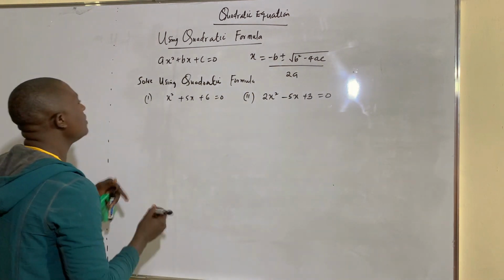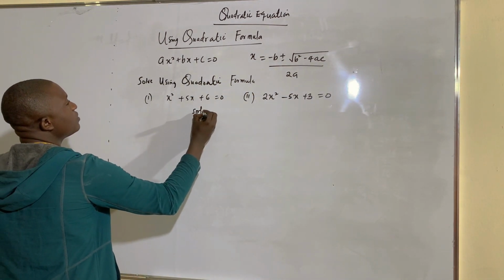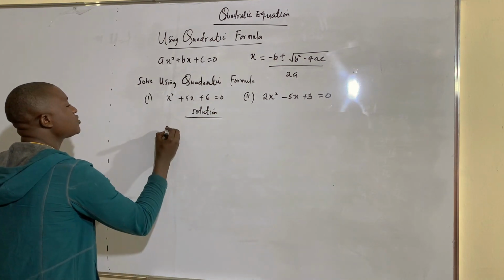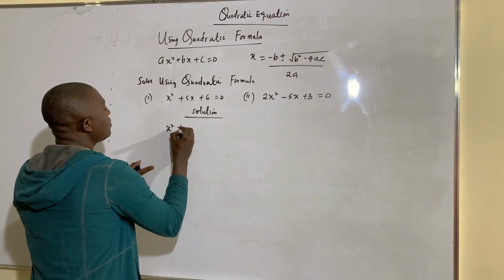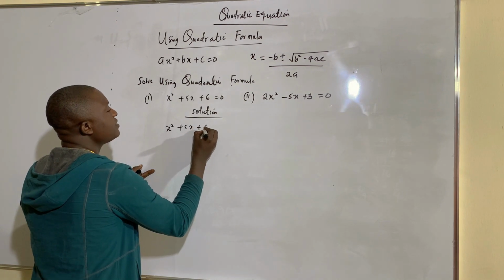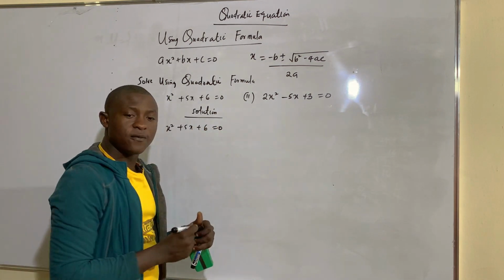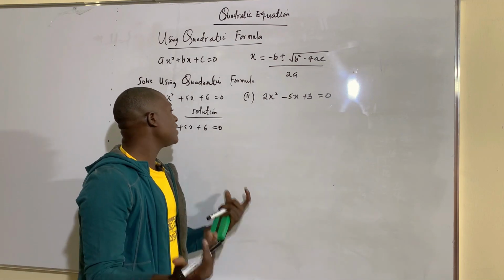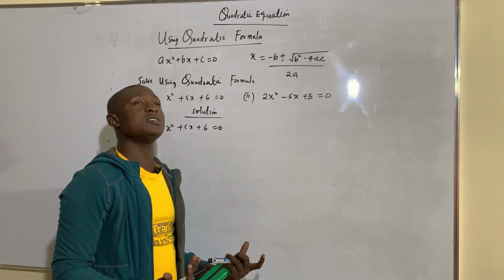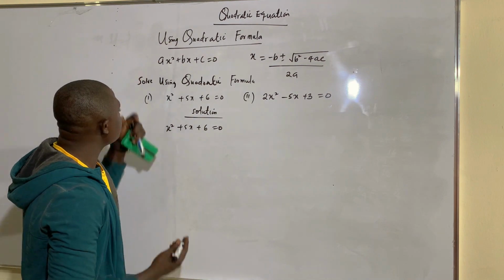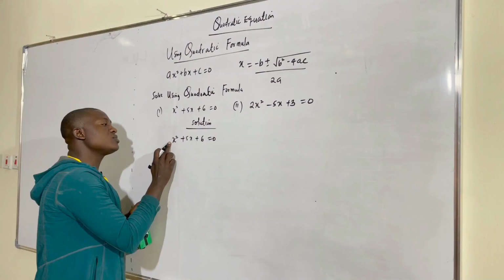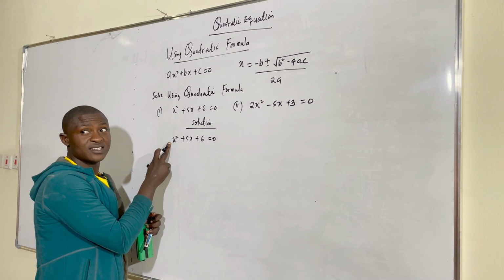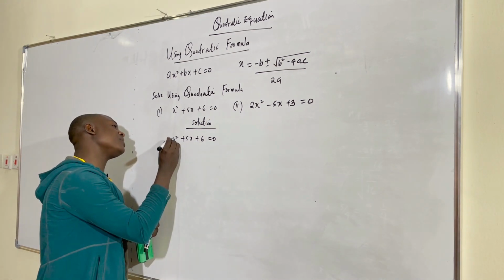So in the first problem, what I have there is x squared plus 5x plus 6 equal to 0. The first thing I will need to do is to find out the value of my A, the value of my B, and at the same time the value of C. Now, by comparison with this, we can see there's no coefficient written beside x squared. That means the number that we have beside x squared here is what? Yeah, it's 1.